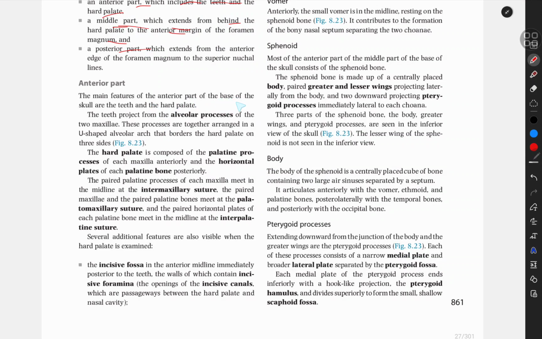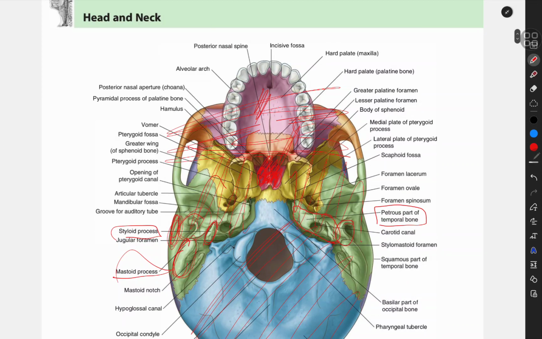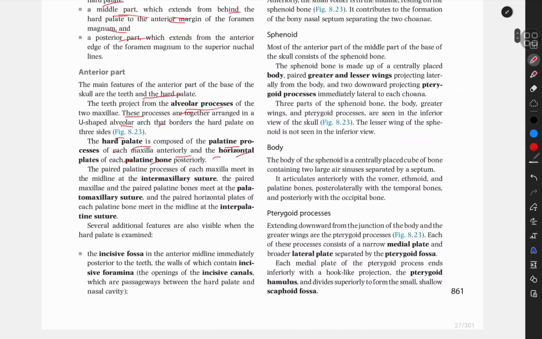Main feature of the anterior part of the base of the skull are teeth and the hard palate. Teeth project from the alveolar process of the two maxillae. The processes are together arranged in a U-shaped alveolar arch that borders the hard palate on three sides. The hard palate is composed of the palatine process of each maxilla anteriorly and the horizontal plates of the palatine bone posteriorly. This is the alveolar process of the maxilla, and these are the horizontal plates of the palatine bones.